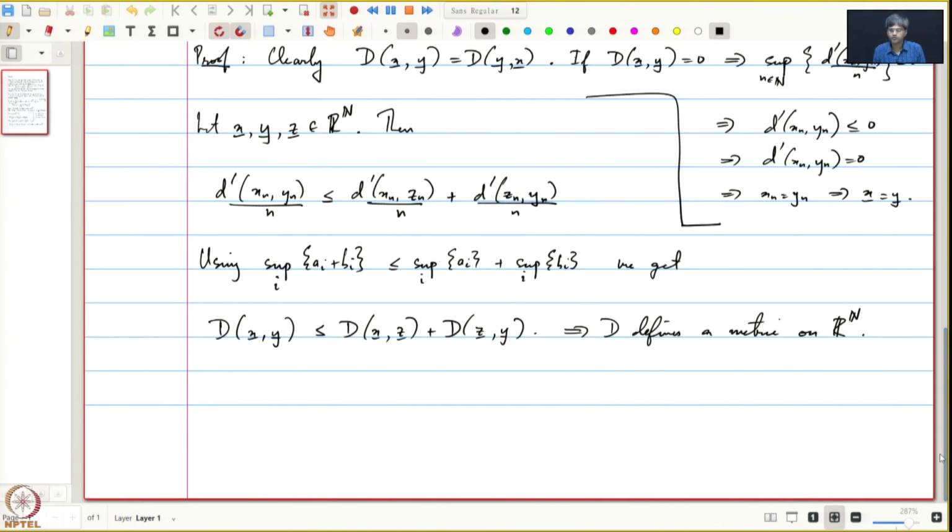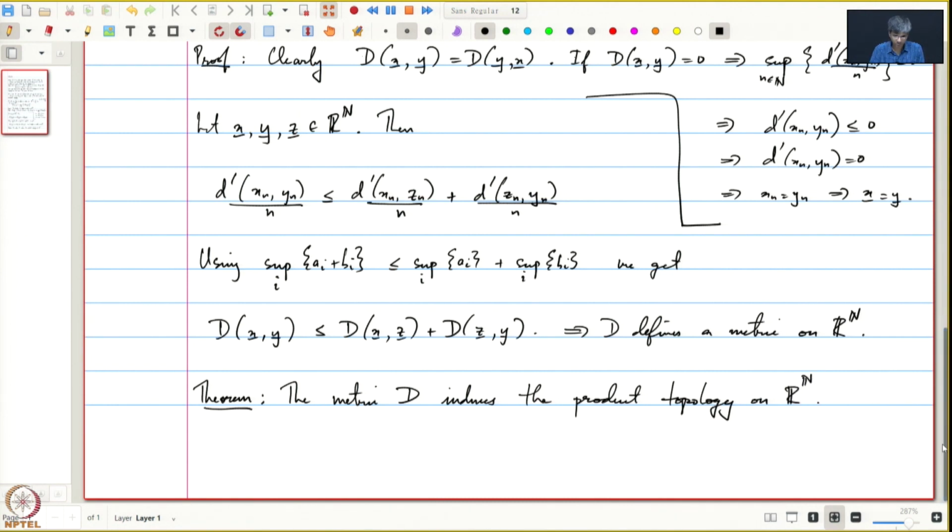And the main theorem we will prove in this lecture is the following. This is the first step towards proving Urysohn's metrization theorem. So the metric d: we have defined a metric on R^N, so this induces a topology. On the other hand, R^N also has the product topology, and the content of this theorem is that both these topologies are the same. The metric d induces the product topology on R^N.